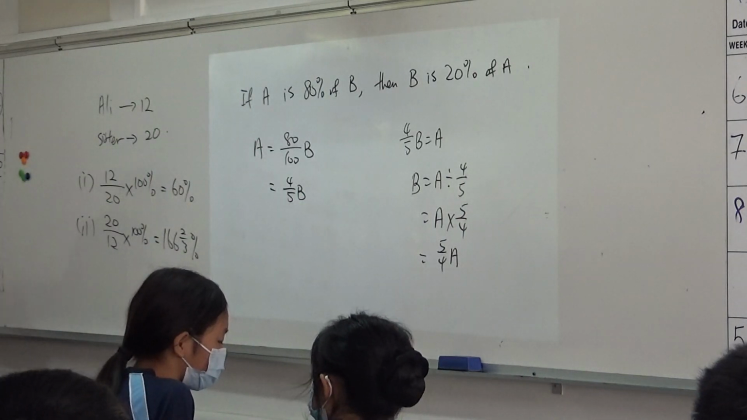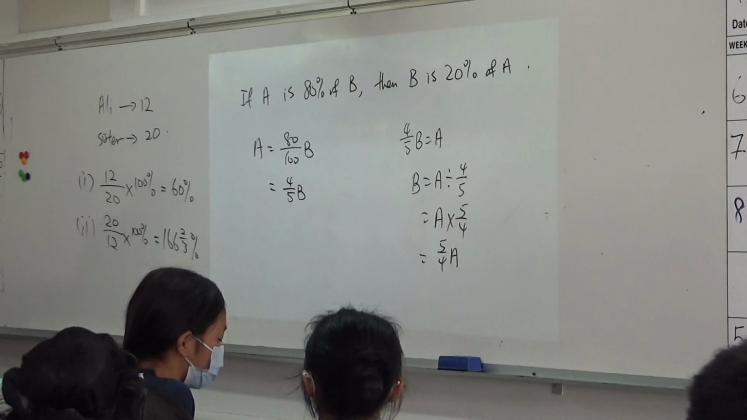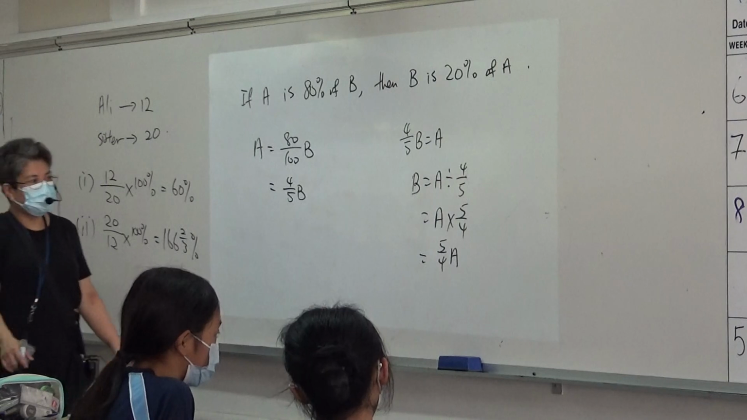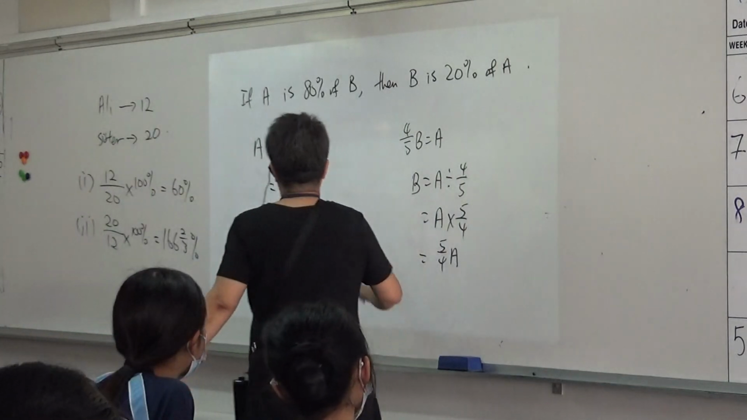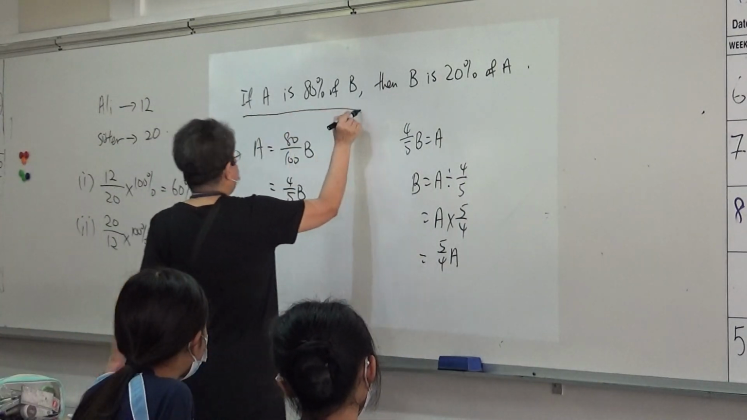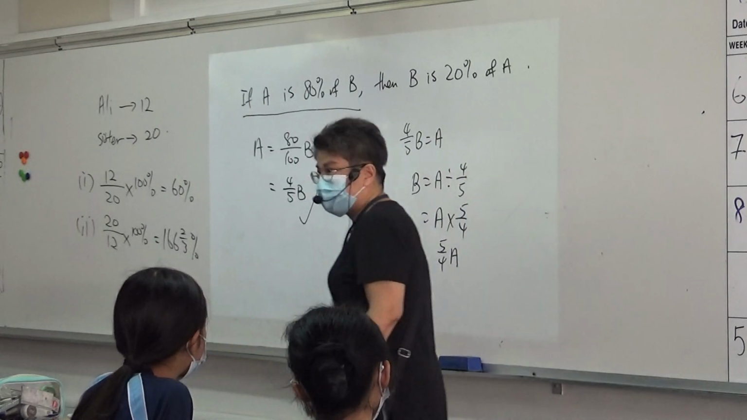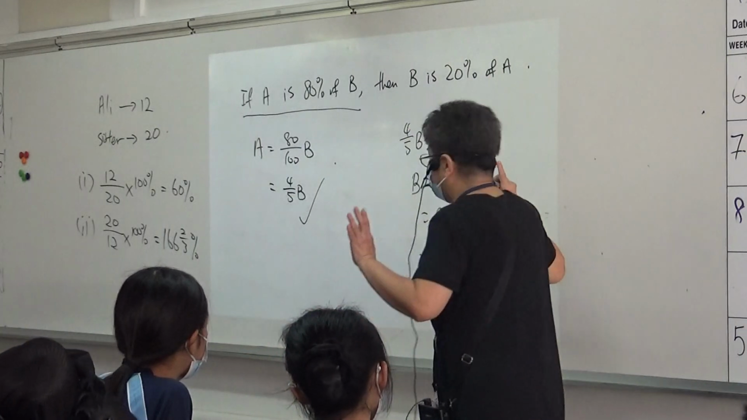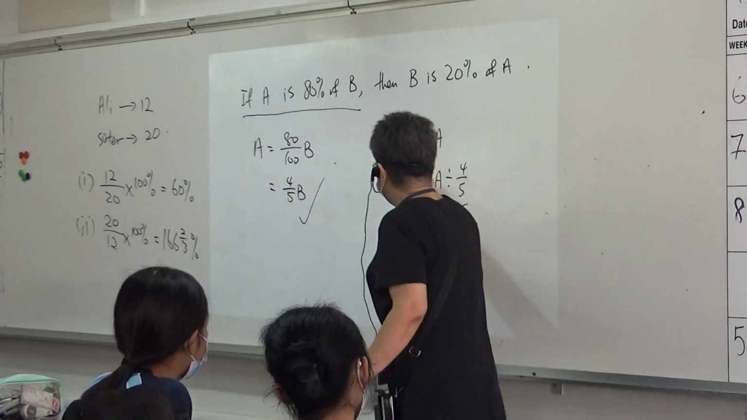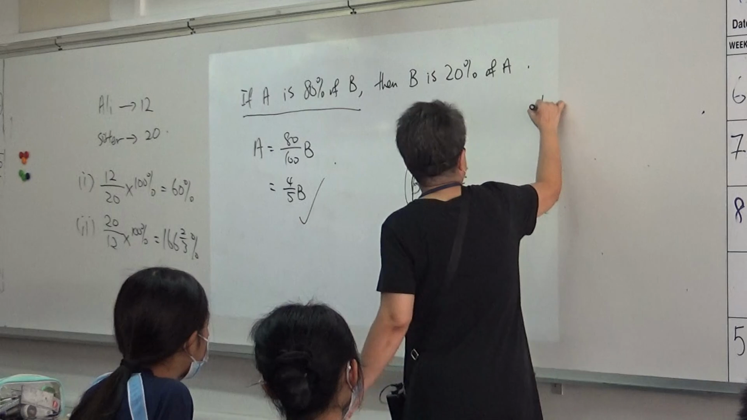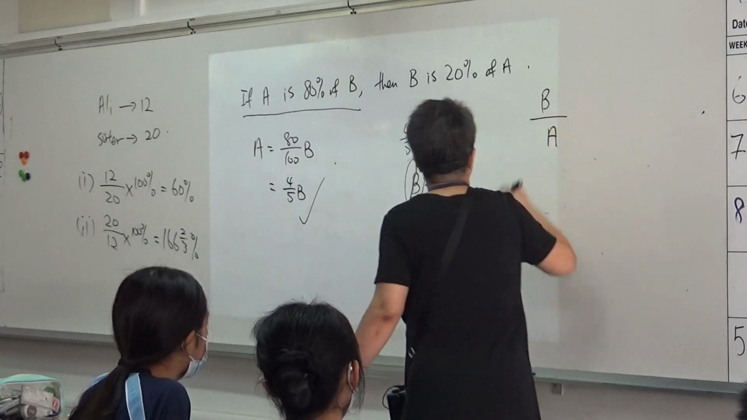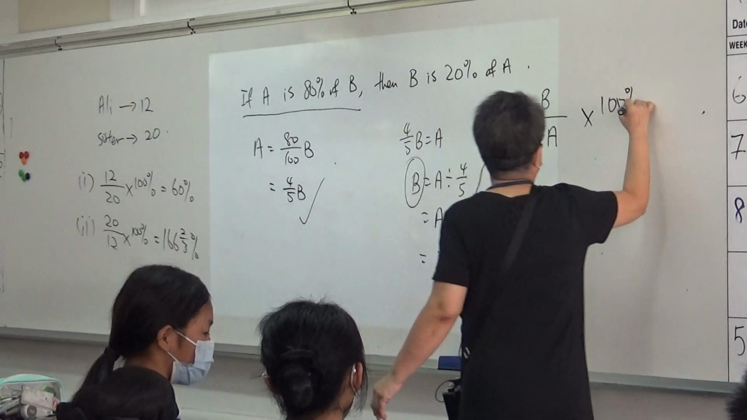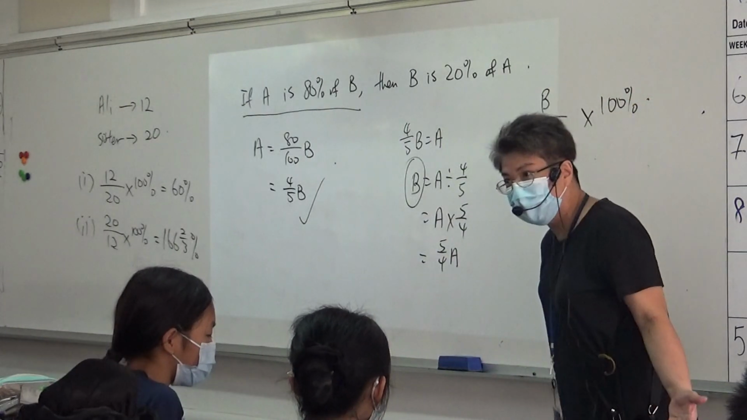Do you understand what I'm talking about here? Okay. Yes or no? Yes. Now, I want all of you to look here. A is 80% of B. B is 20% of A. I have to check if it's correct. Now, this is B, right? That means what is B over A, right? Correct. Times 100%. I must know this now.